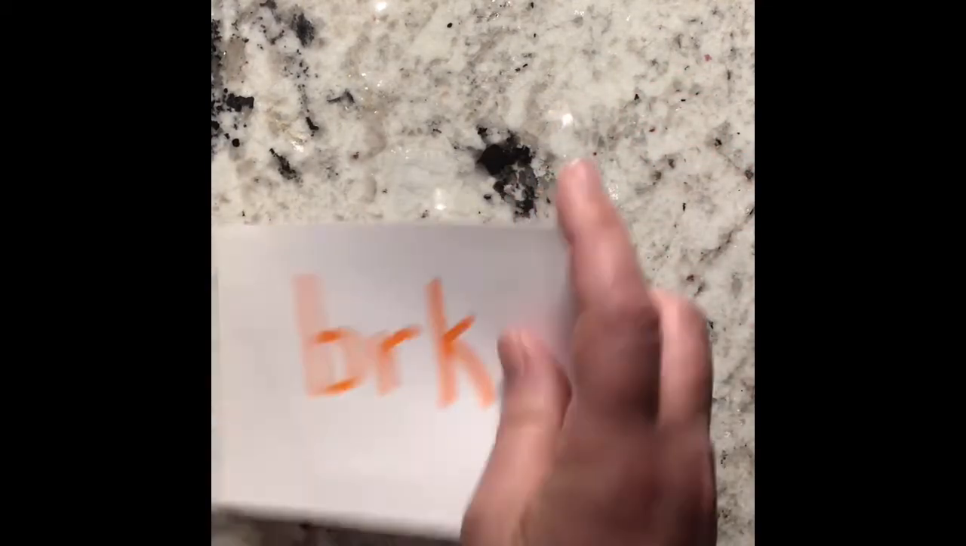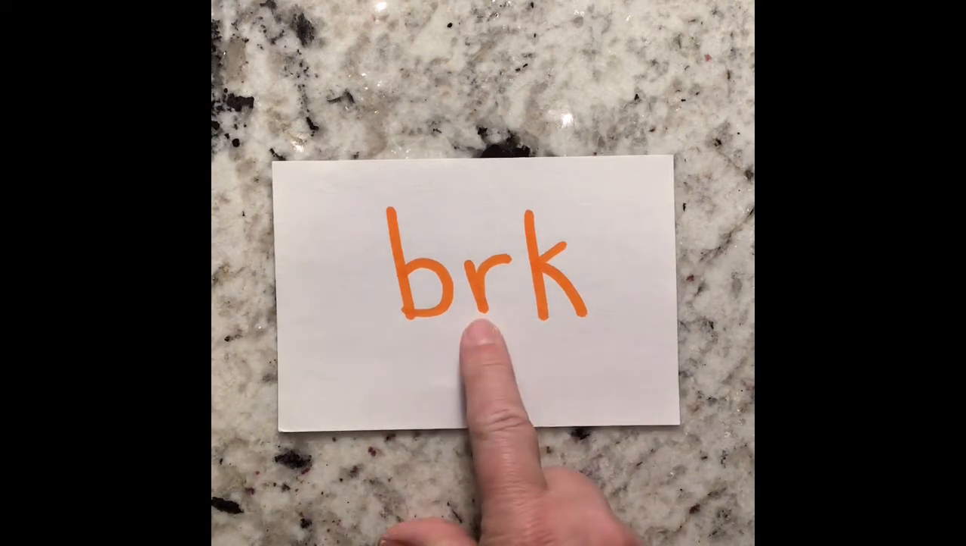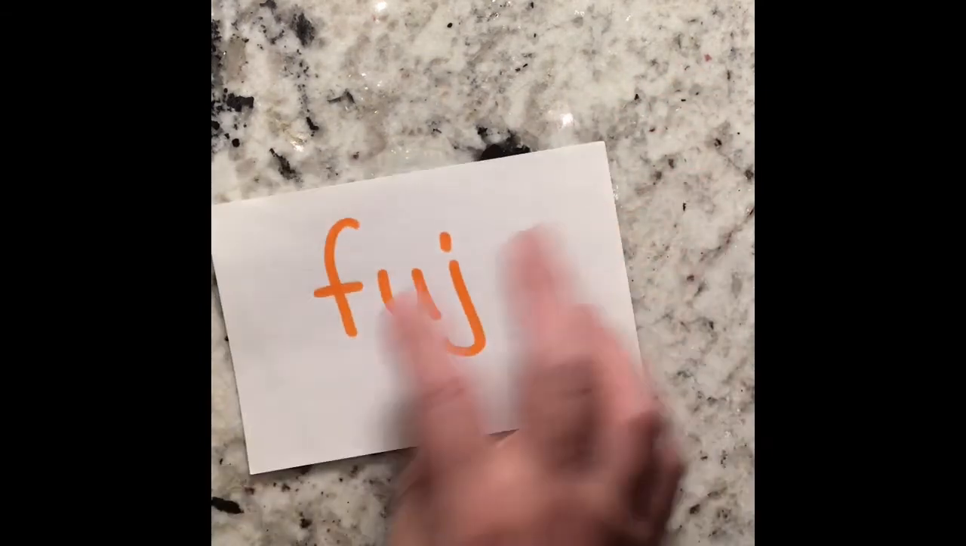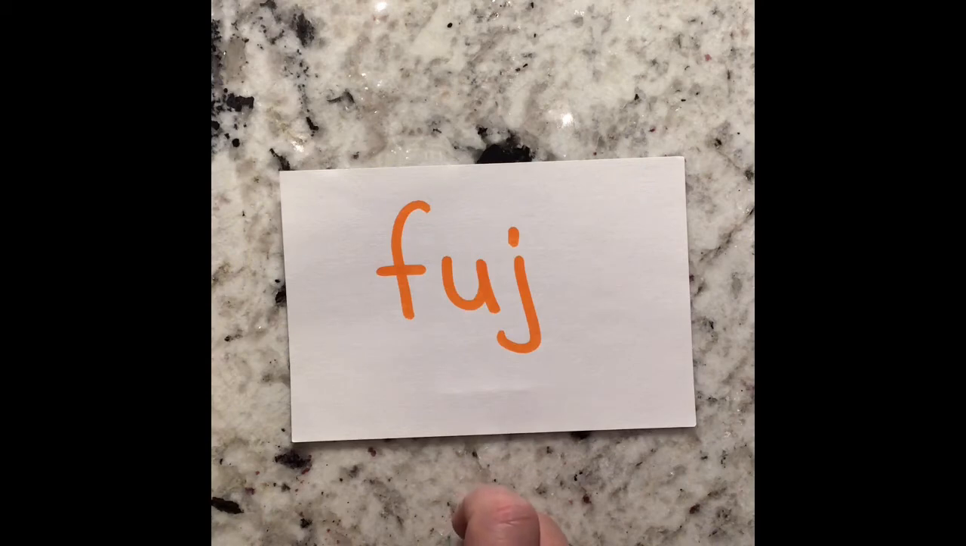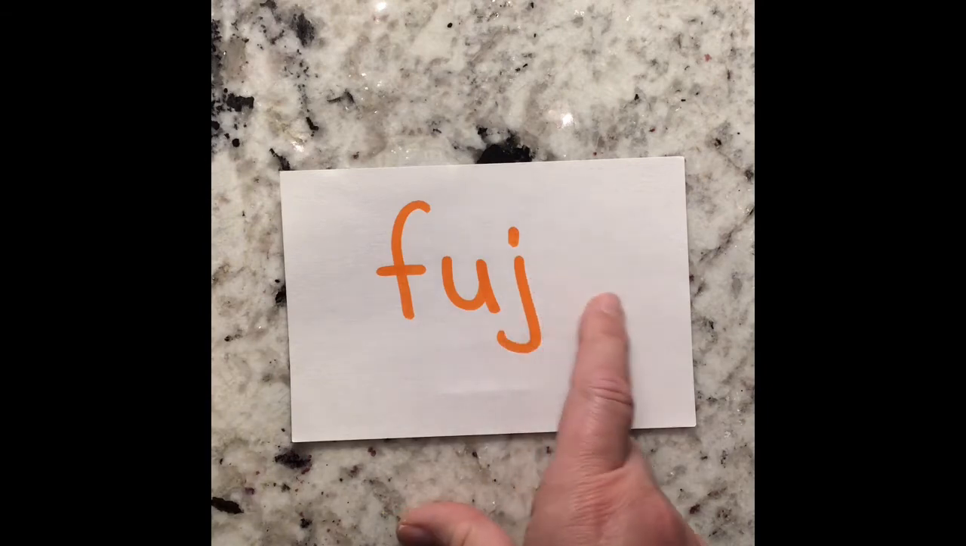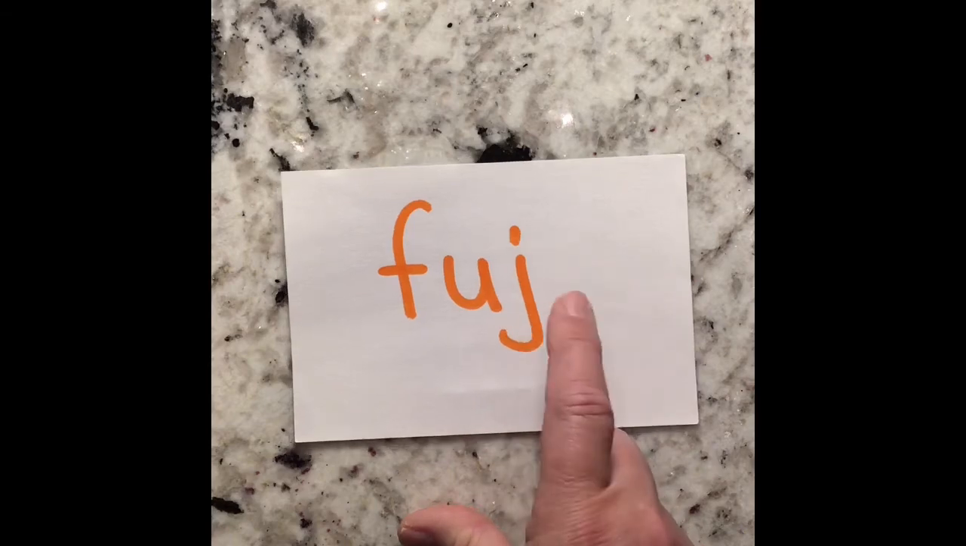Good. This is the word bark. What feature is missing? AR. Okay. Last one. This is a hard one. This is the child writing the word fudge. They've written fudge this way. Think about how we spell fudge. What's missing at the end? The DGE. What feature is DGE? Complex consonant.